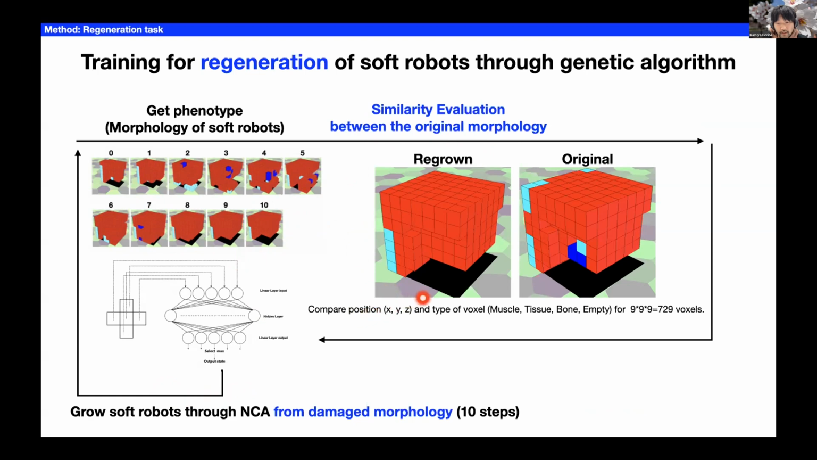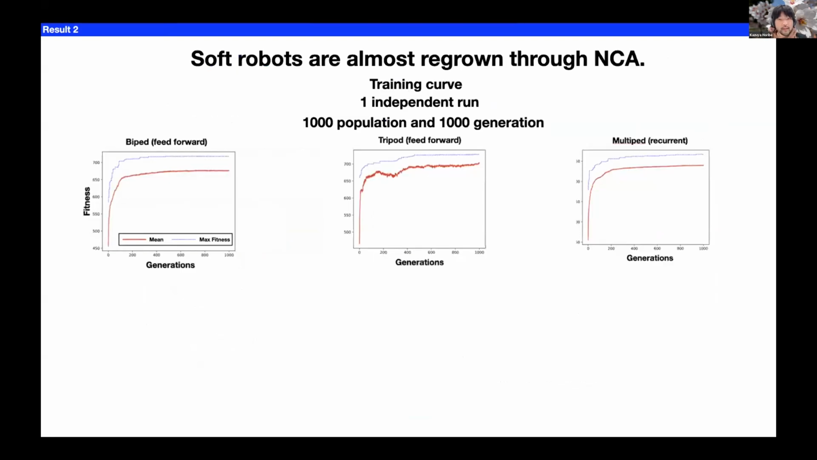So we compare each voxel, the position and the type of the voxel, and we check each voxel and evaluate the fitness value, and then evolve the weight of the genotype, and repeat this cycle for each generation. And this is a result. This is the morphology, and this is just one independent run, with 1,000 population and 1,000 generations.